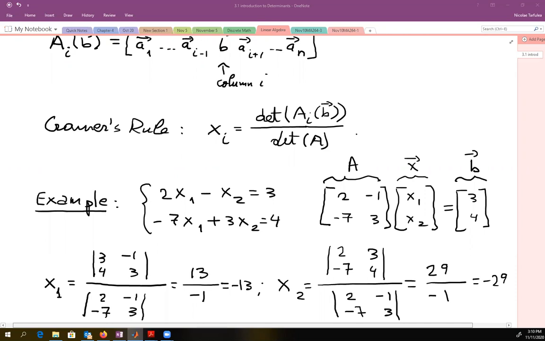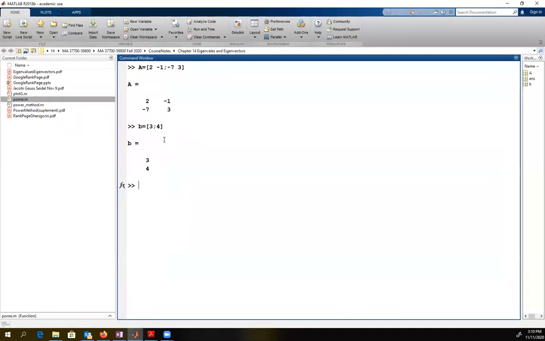Okay, so I introduced A and B. So this is the matrix of our system. This is the vector B. And then you can use MATLAB. You can find the solution by using this built-in function. So I'm just trying to check the answer. And the answer is correct, -13 and -29, right?